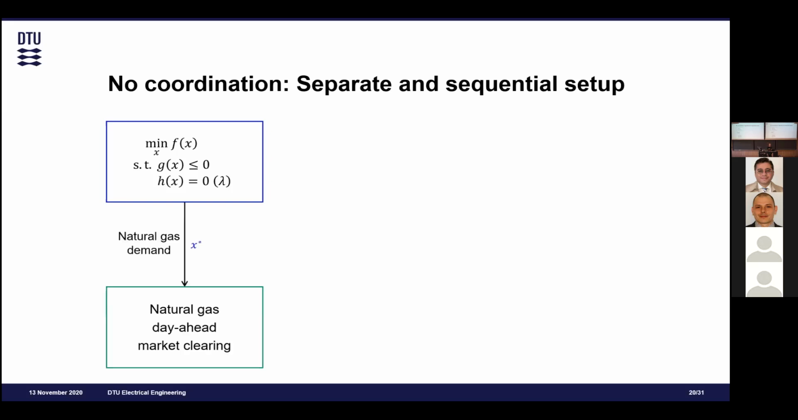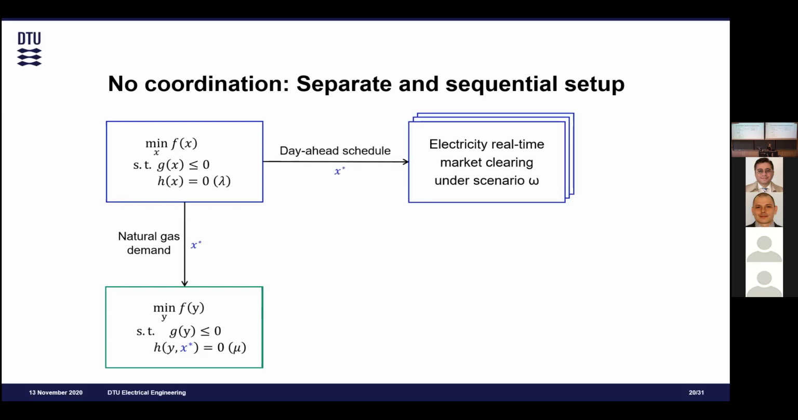And then for given day-ahead schedules of gas-fired units translated into a gas demand, the natural gas market clears in day ahead. Again, we model this as a cost minimization problem. Note that the dispatch of gas-fired units here, X star, is treated as a fixed input into the natural gas market clearing. And while the wind power forecast in day ahead is a single point, the actual wind realization in real time is uncertain. And we represent this here as a finite set of scenarios.